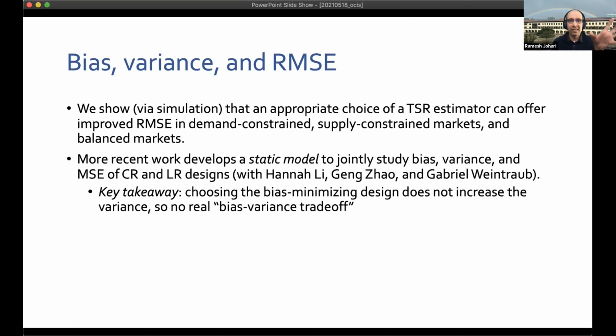I'll only say a couple words about this slide, which is that essentially I haven't said anything about variance. There is a little bit more in the paper, and also more recently in a follow-up paper using a static model on bias, variance, and RMSE related to these designs. But I'll skip this in the interest of time.